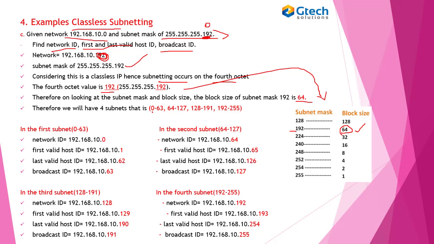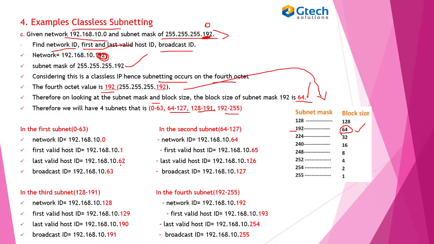So the first subnet will be 0 to 63, because we start counting from 0 to 63. 0 to 63 is 64, satisfying this block size. Then the next subnet will be 64 to 127. The range here is 64, 64, 64, 64 until you reach 255. So we have how many subnets here? 4 subnets. Okay, so let's solve this question.